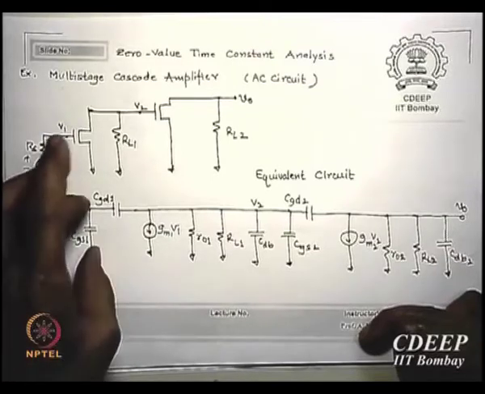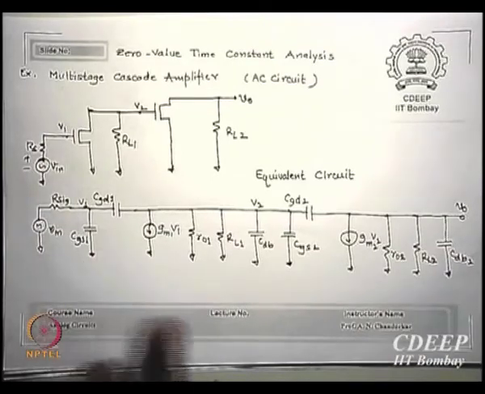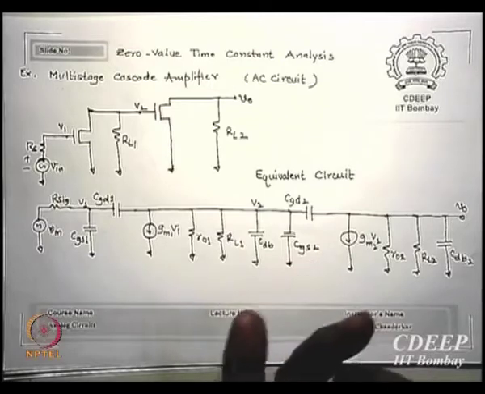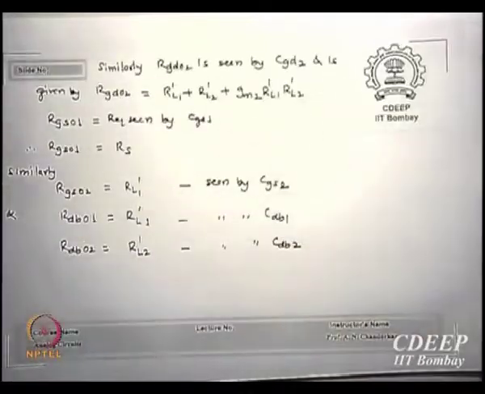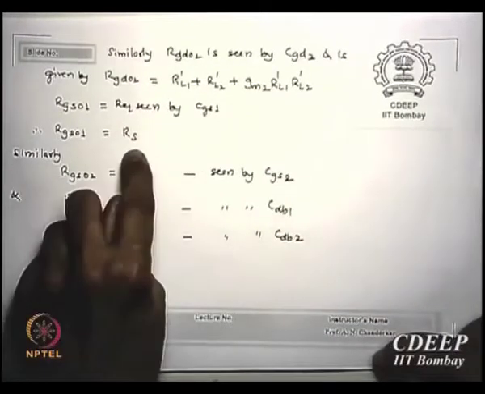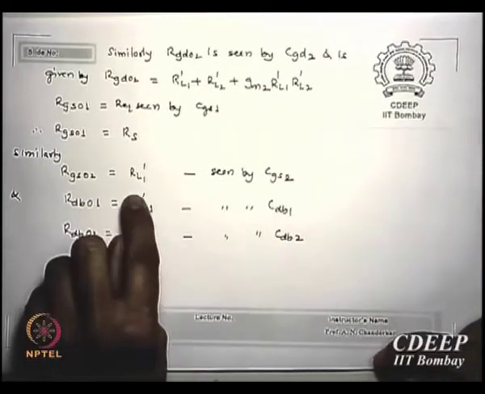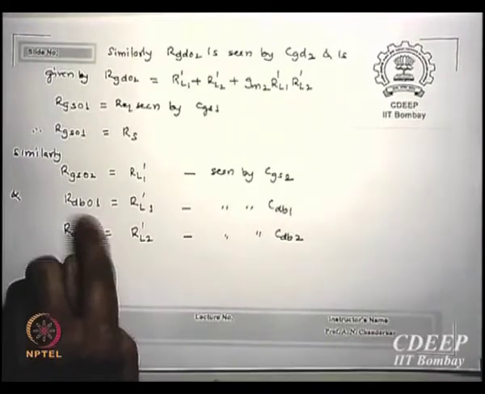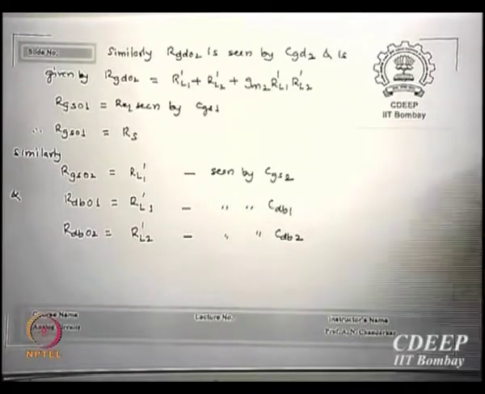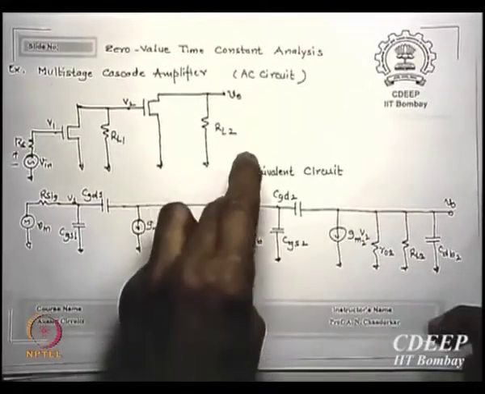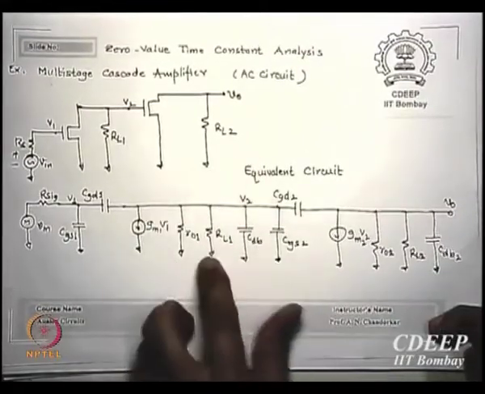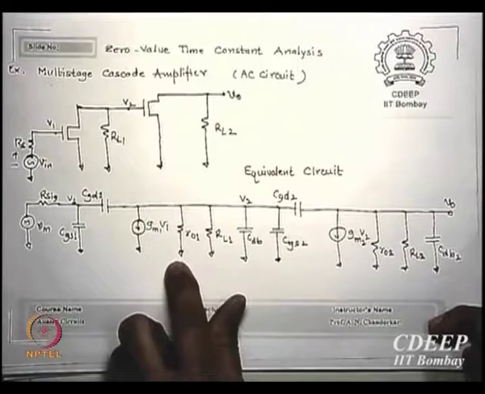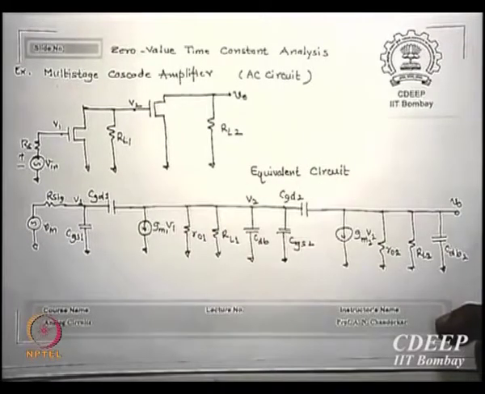You short this RS, the only resistance it will see is RS. So I said okay, if that is so, then RGSO1 is RS, RGSO2 is RL1 dash, which is the RS for the next stage. How much is RDBO1, this capacitance, seeing? The parallel combination of RL1 and RL2, because the next stages are short, all capacitances are removed.